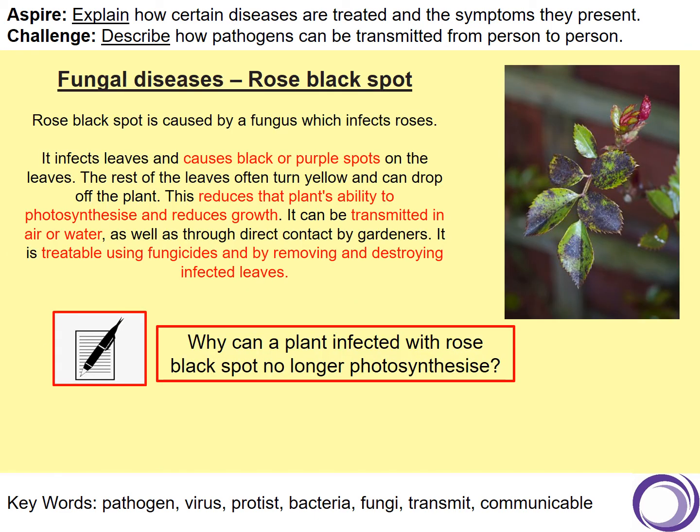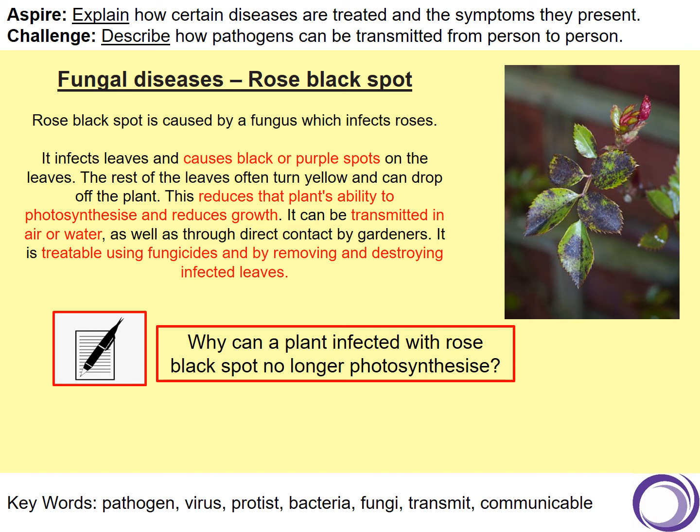So the last disease that you need to know for your GCSE science exam is the fungal disease of the rose black spot. So rose black spot is a fungal infection which infects rose bushes, and if you look at the diagram on the right hand side of the page, you can see that it infects the leaves and causes black or purple spots to occur on the leaves, and the rest of the leaves then often turn yellow and can drop off the plant.